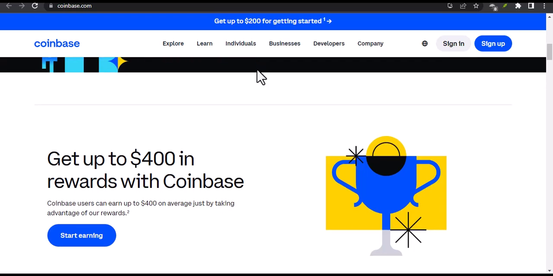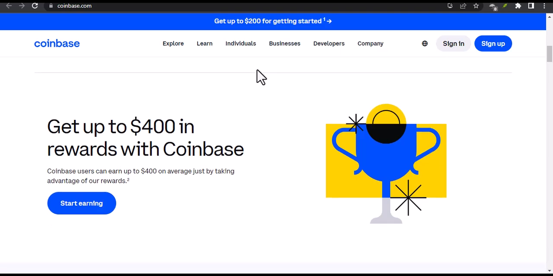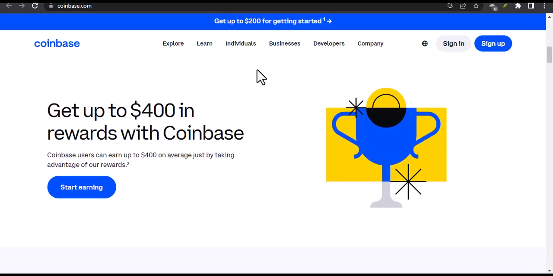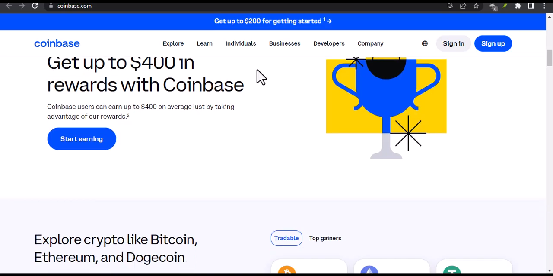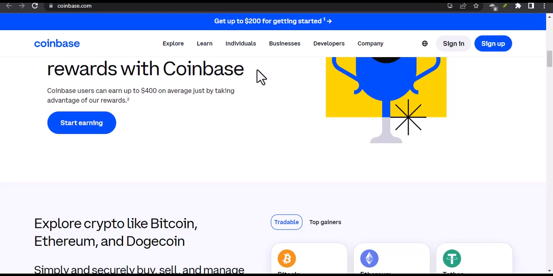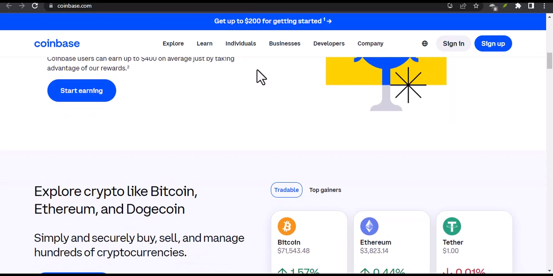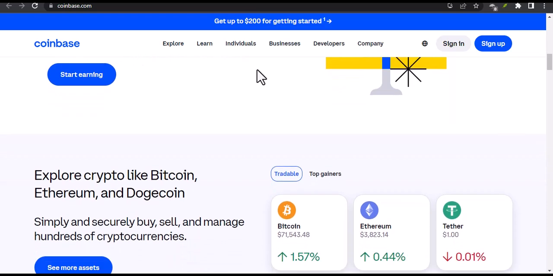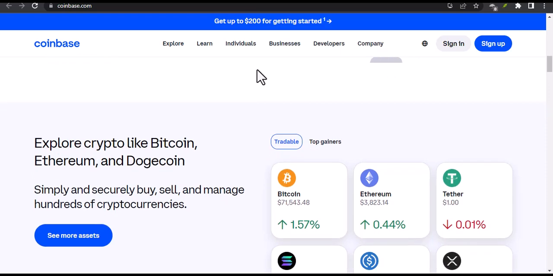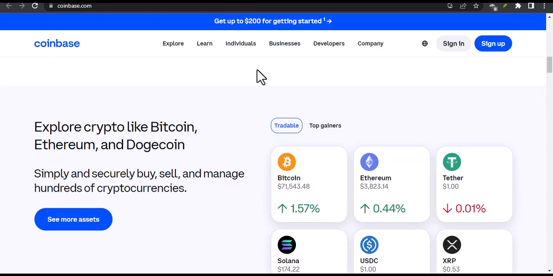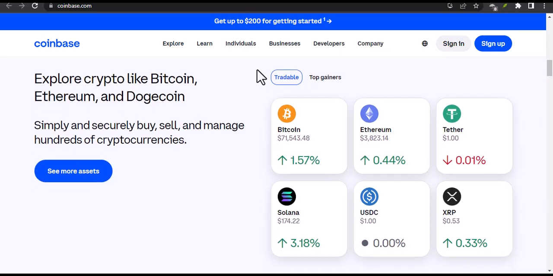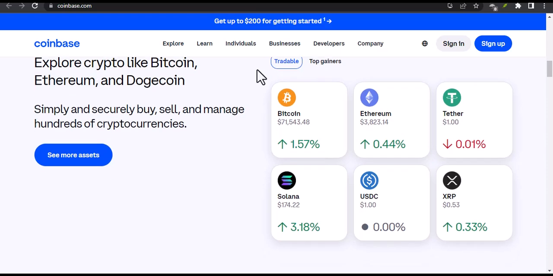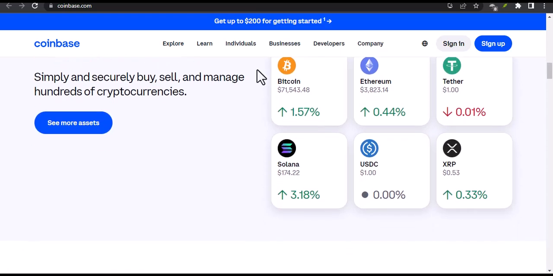How to buy USDT on Coinbase? Buying USDT on Coinbase is easy. Here are the steps. Create a Coinbase account. Verify your identity. Fund your account with fiat currency. Click on the Buy button. Select USDT as your currency. Enter the amount of USDT you want to buy. Click on the Confirm button. Once you've completed these steps, your USDT will be available to trade.